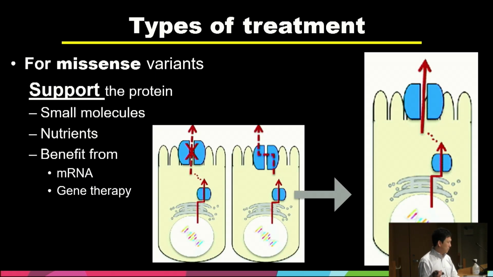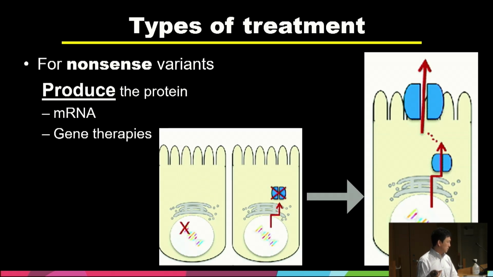So going back to the types of treatments. For missense variant, the best approach is to support the protein, either using small molecules or some nutrient, like phenylbutyrate can do that too. And they also have a benefit from those therapies, but those are the first step we should try. So for example, if you have a missense mutation and the protein cannot go to its location, you can just help it go to the right place and the right function.